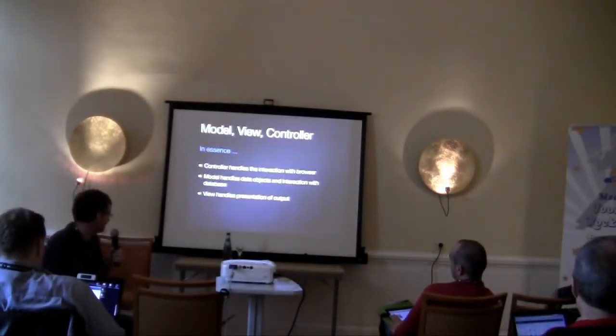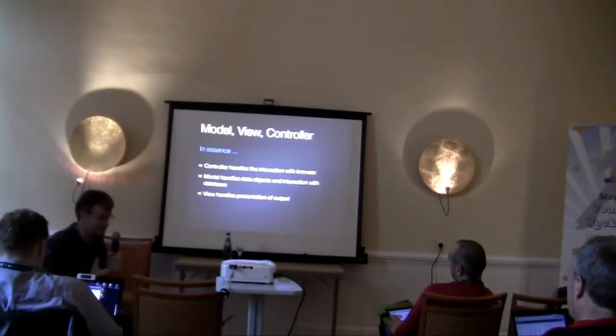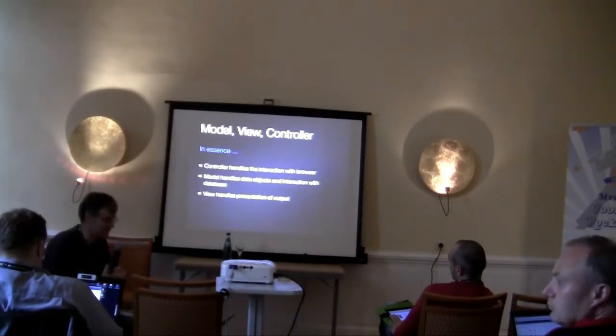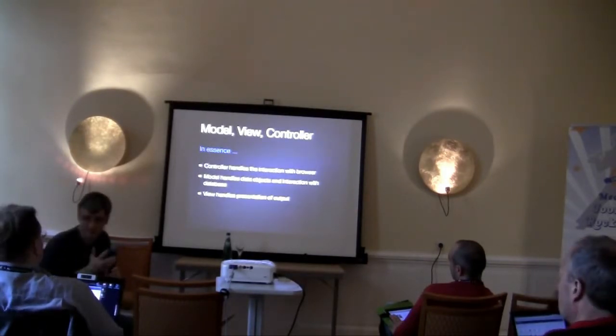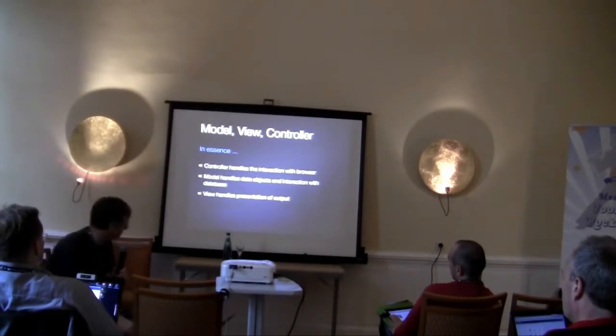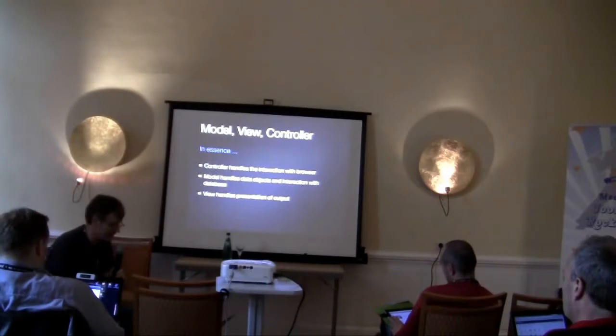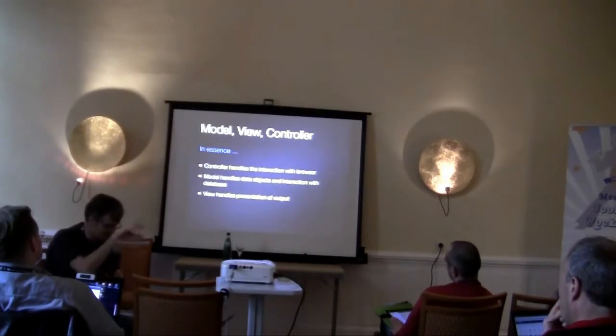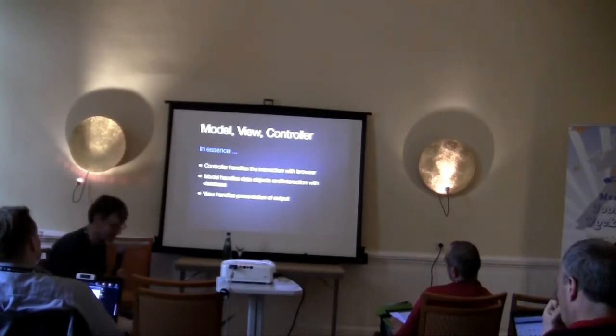So in essence, there are 3 parts to this. It basically breaks down the process of creating a component or any bit of code into 3 bits. The controller handles the interaction between the user, the browser, and the application. The model handles the data objects, the interaction with the database. And the view handles the presentation of the output and what the user actually sees. So basically these 3 sort of form a triangle, the model, view, and the controller.